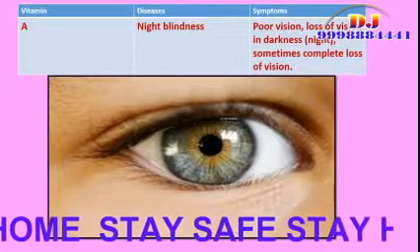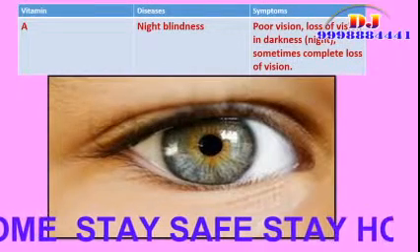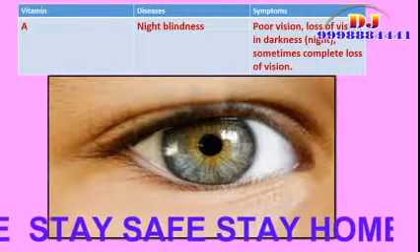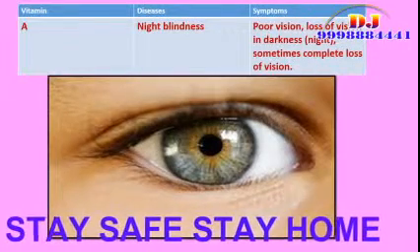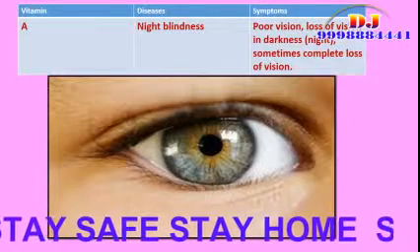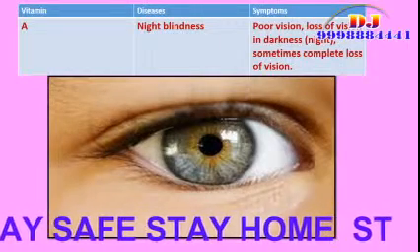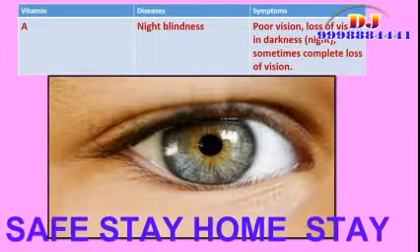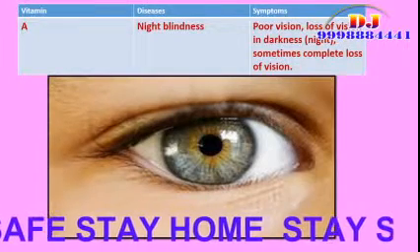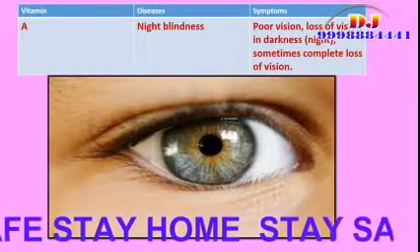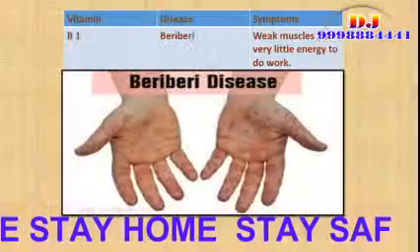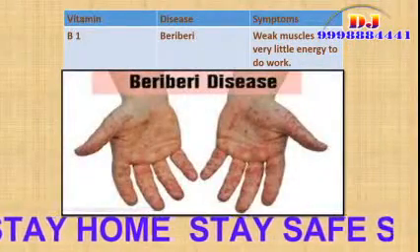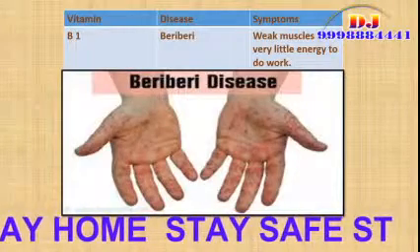Suppose you don't have vitamin A, there is a deficiency of vitamin A in your body. What happens? Night blindness. What are the symptoms of night blindness then? Yeah, poor vision will be there, loss of vision in darkness. Sometimes complete loss of vision will be there. So due to the deficiency of vitamin A, there may be chances of night blindness. Is it clear, dear students? So you should have all the components of food in your diet.